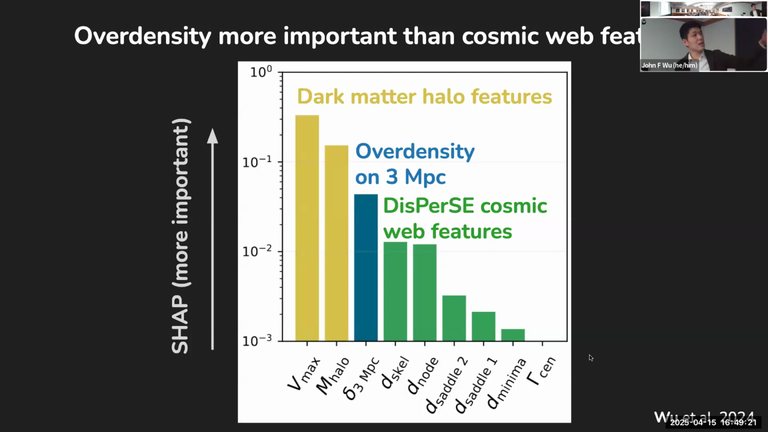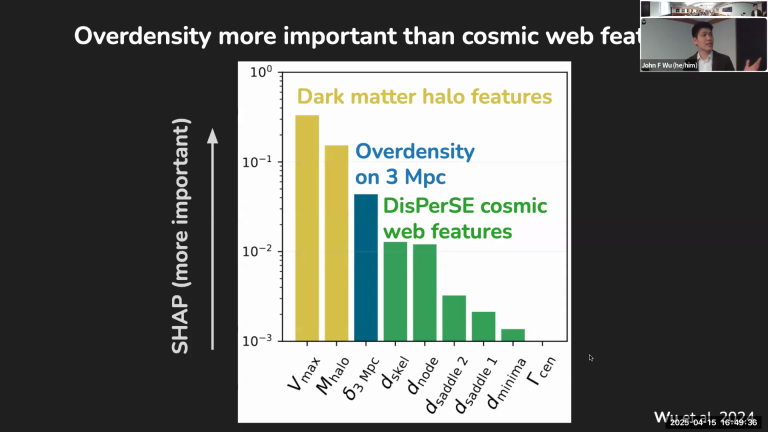And what we see on this log scale is that, aside from the dark matter halo features, which we know are the primary indicators of the galaxy-halo connection, the simple overdensity is actually the parameter of choice for really quantifying large-scale environment.